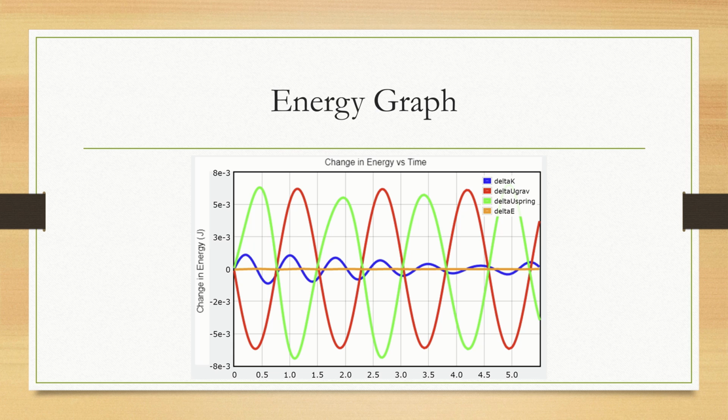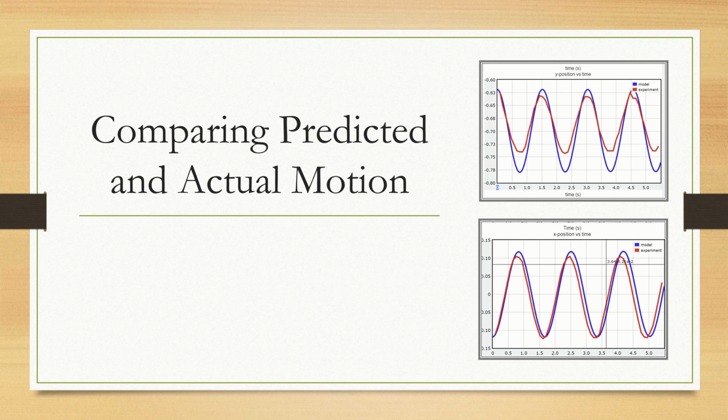So this is the energy graph. You can see that the total energy is staying constant at 0, and that the velocity is going between a minimum and a maximum, and that when the spring energy is high, the gravitational potential energy is low, and vice versa. Here we have the model versus experimental data from the x and y positions.